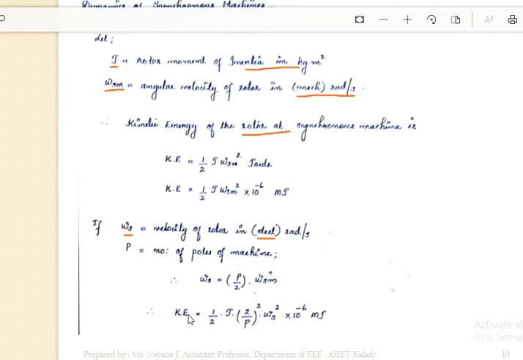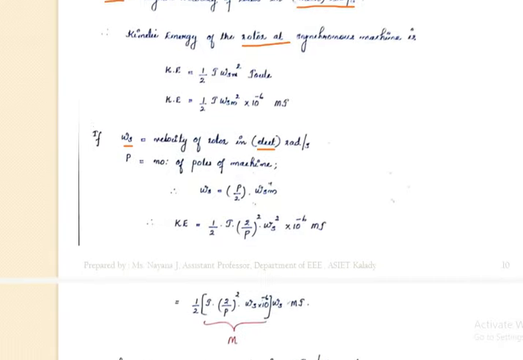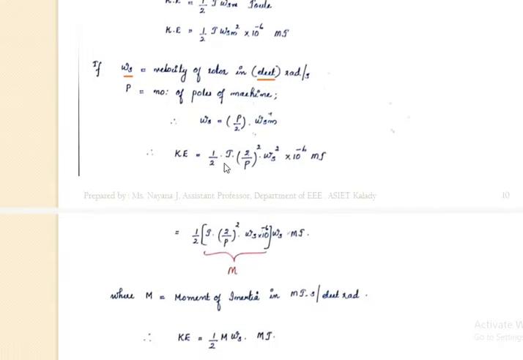Now therefore I can write kinetic energy is equal to half J, and instead of omega sm, I can write 2 by p omega s. So 2 by p the whole square into omega s square into 10 raised to minus 6 megajoule. So that's it. Or I am rearranging it as half J, 2 by p the whole square, into omega s into 10 raised to minus 6, into omega s. Here it was omega s square, right? I have split it into two omegas, one here and one here.